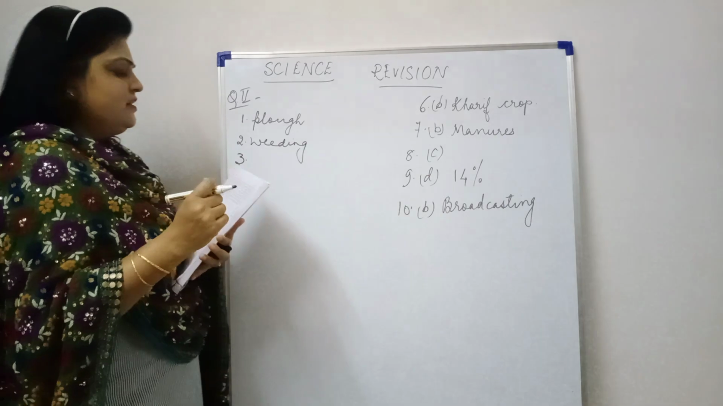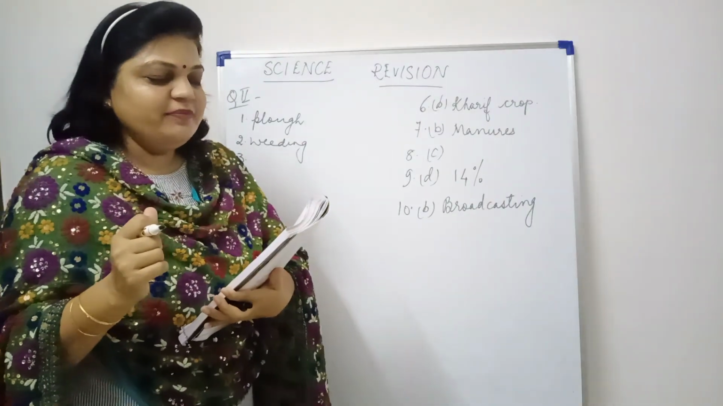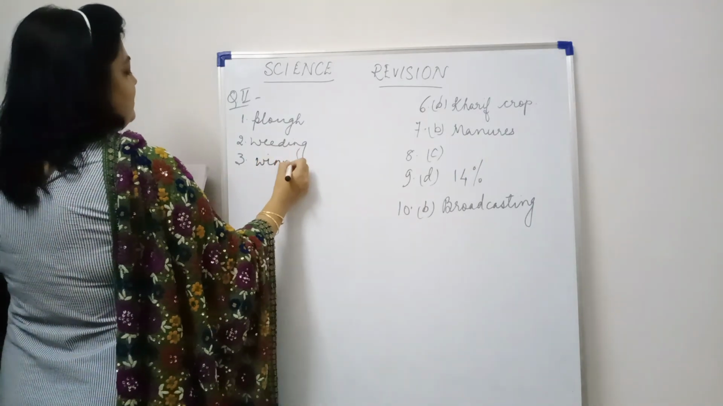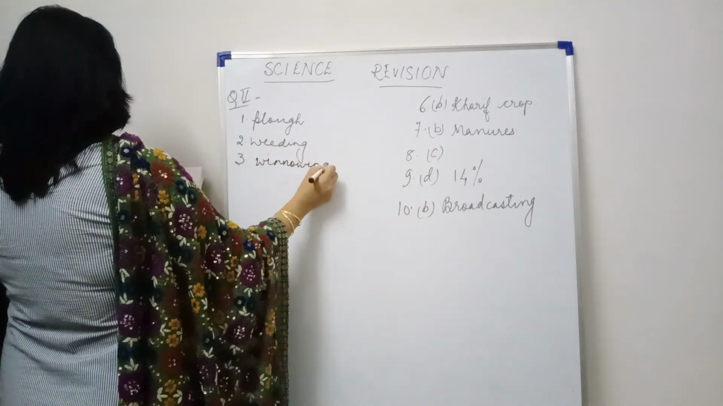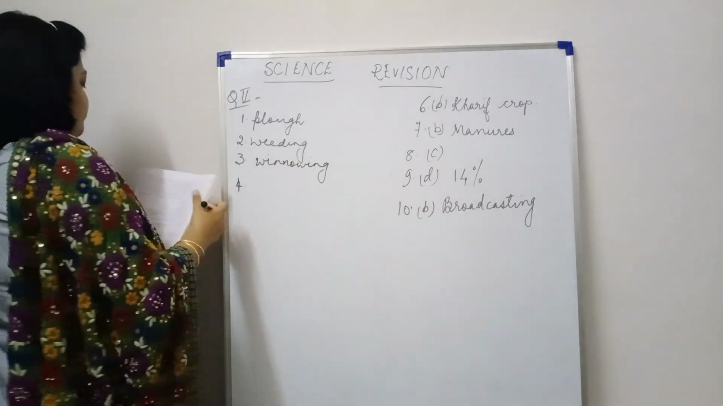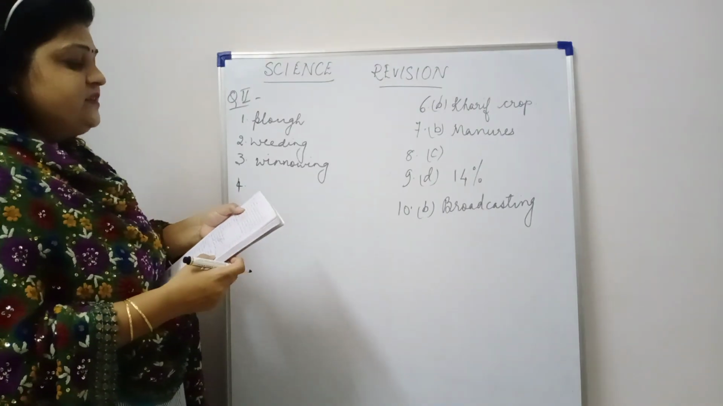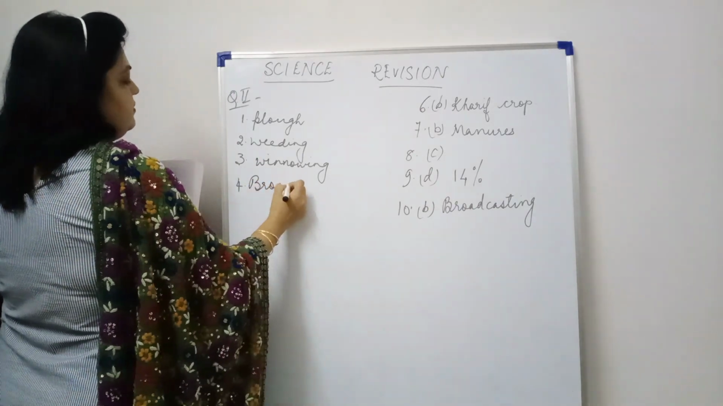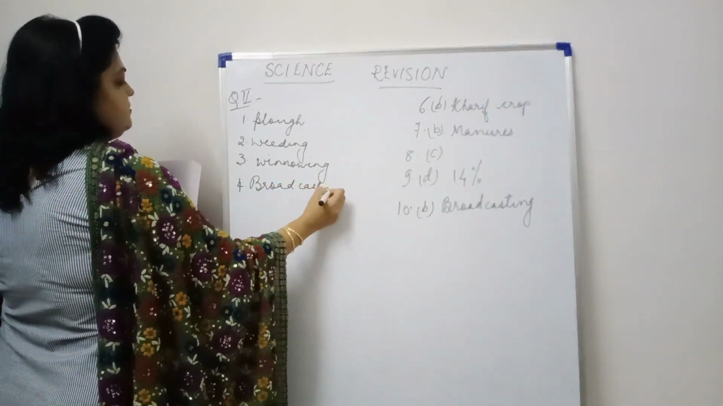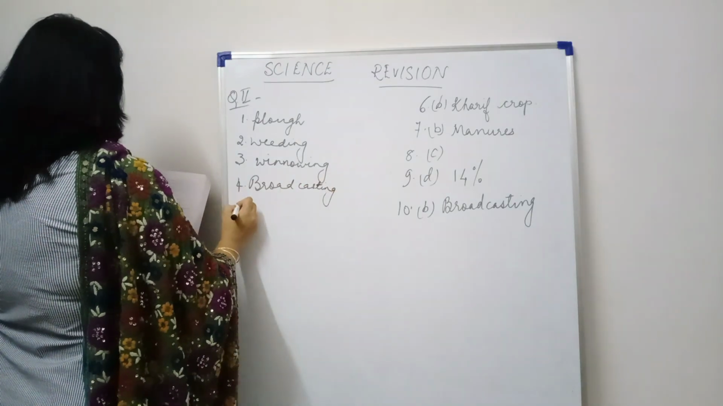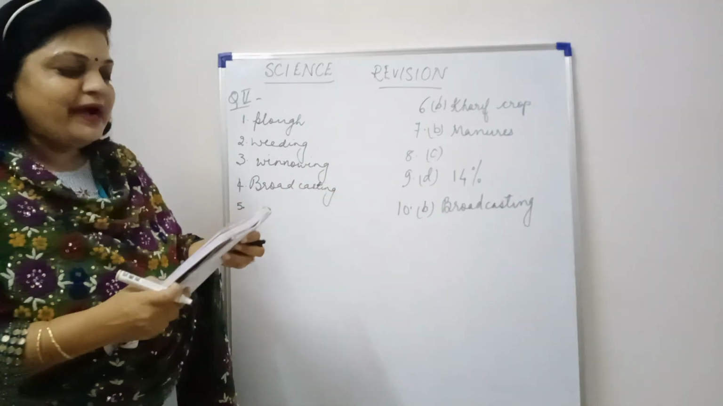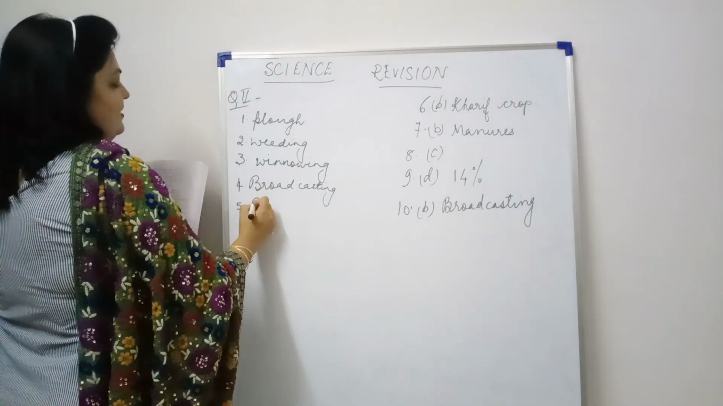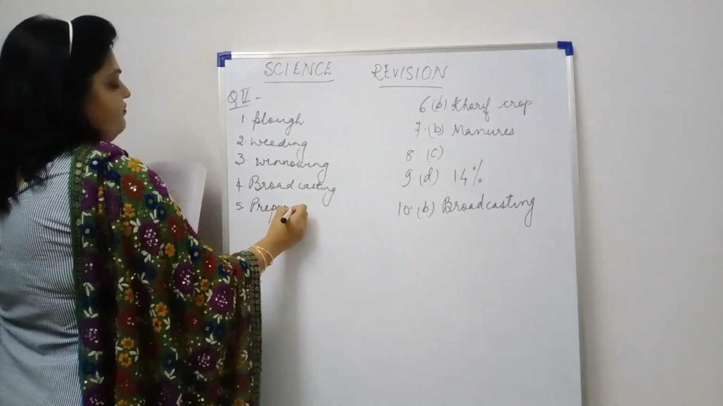Number 3, the process of separating the grain from the chaff is called winnowing. So third answer is winnowing. Number 4, the sowing of seeds by hand at random is called broadcasting. So fourth answer is broadcasting. Number 5, the first agricultural practice of crop production is, what's the first step? That is, it's the preparation of soil.